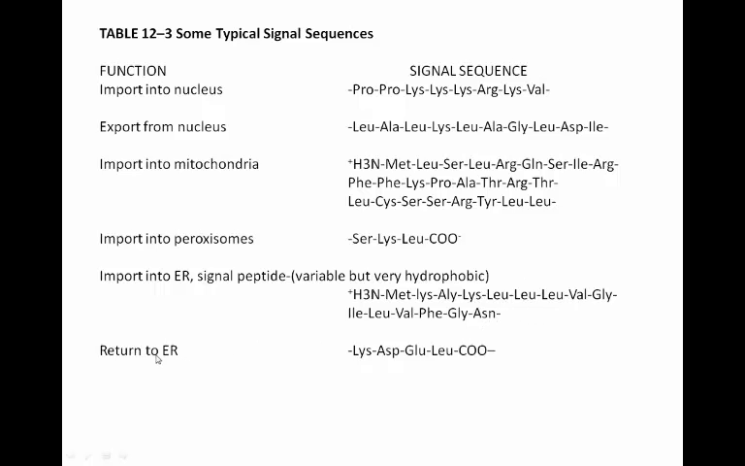And then the return to the endoplasmic reticulum, this is where the protein is now not in the endoplasmic reticulum, but the particular sequence lysine, aspartate, glutamate, leucine on the carboxy terminus will target particular proteins for import into the endoplasmic reticulum. So they've already left the endoplasmic reticulum and now they're coming back. This is the sequence that puts them back into the endoplasmic reticulum.